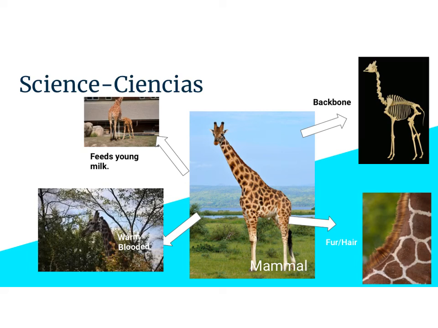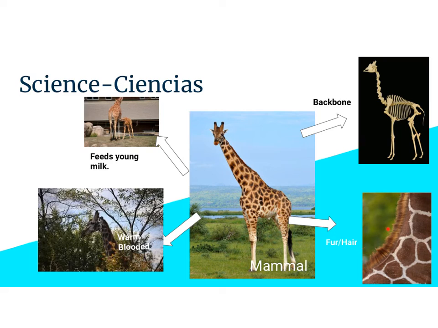So here's an example that I made. If I were doing mammals, I might choose a giraffe. It's one of my favorite animals. And then I would list some things that help me know that it's a mammal. For example, giraffes have a backbone. That's part of being a mammal, is that you have to have a backbone.